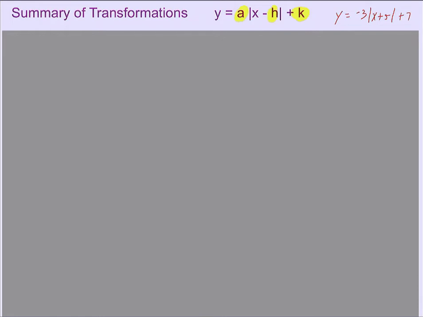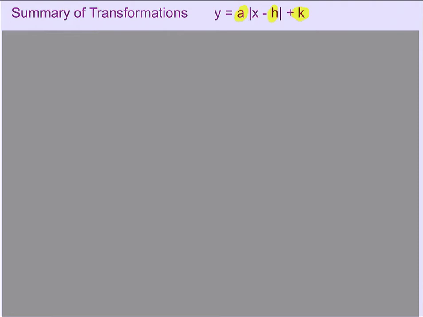The h would be -3. The y, the a would be -3. I apologize for that. The h would be -5. We'll talk more about that soon. And the k would be 7. That's what we mean by the a, h, and k. It's just picking out those numbers. This will make a lot more sense after we play around with it.